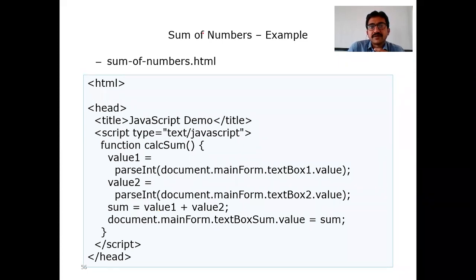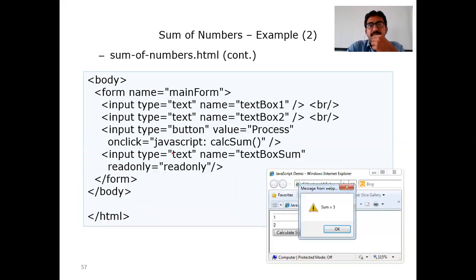The sum of two numbers is what we are going to do here. This is the script we are writing in the head. In the head I am writing the script. Now in the body I am calling the function called callSum. Let me see the body also.